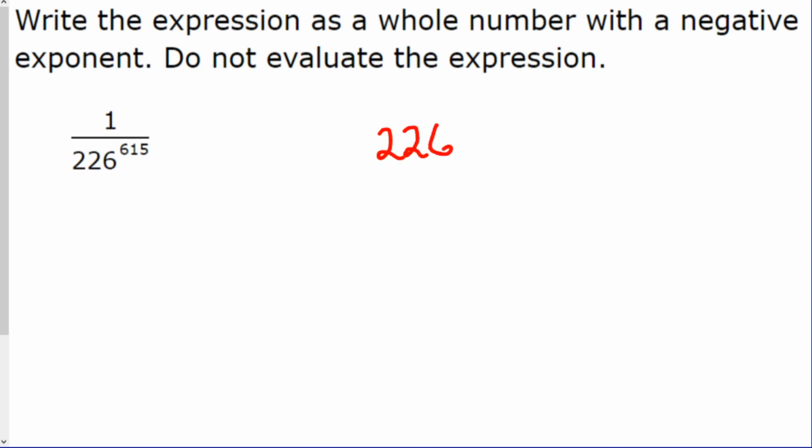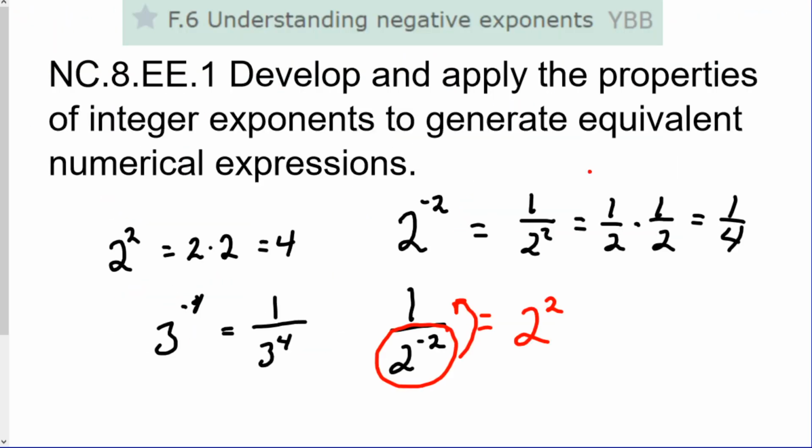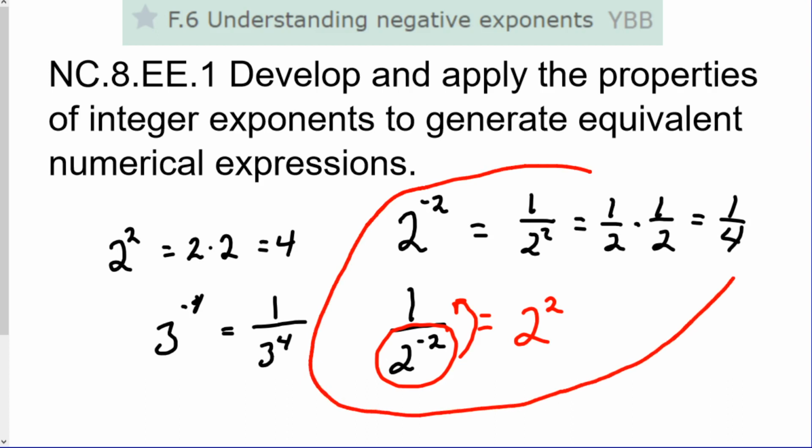So a whole number, 226 to the 615, and we're moving it to the top of the bar to make the exponent negative. All right, and like I said, I'm going to include a Khan Academy video for this one. He takes longer to explain the same thing I explained, so if you have any questions on why a negative actually means divide, hopefully that'll help.